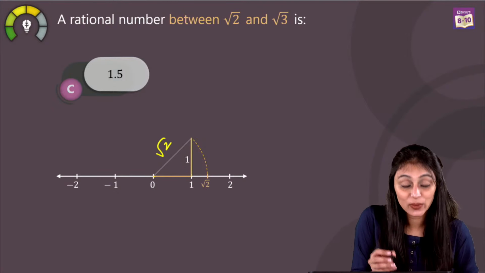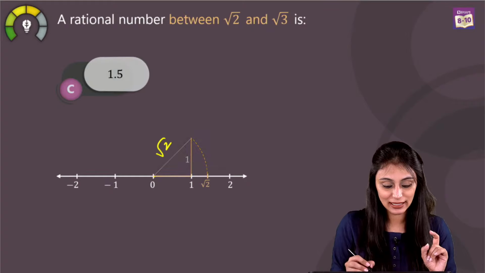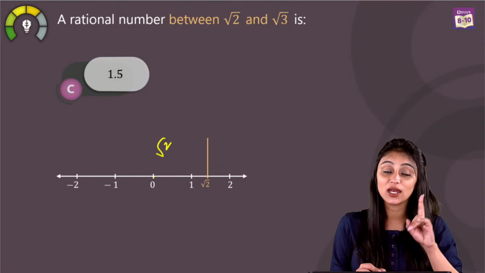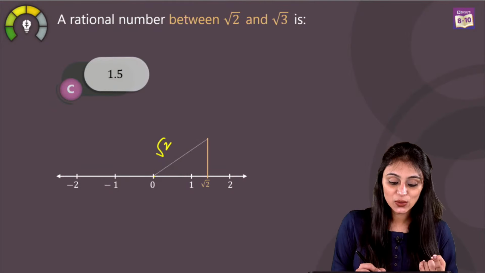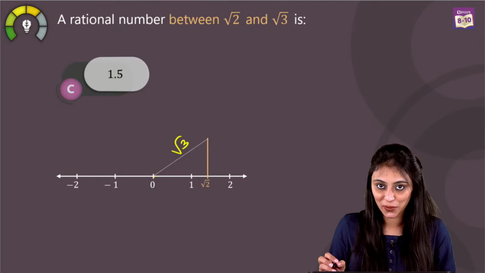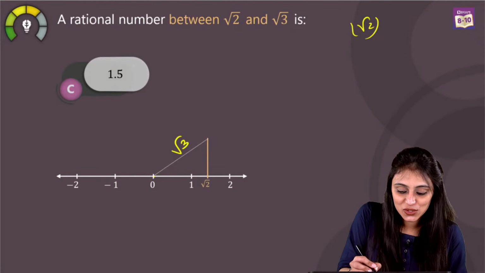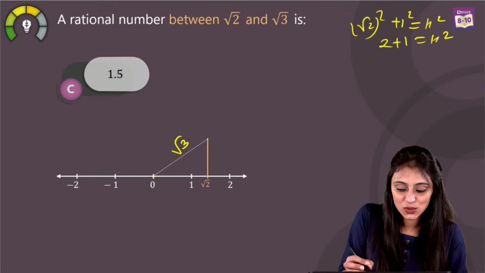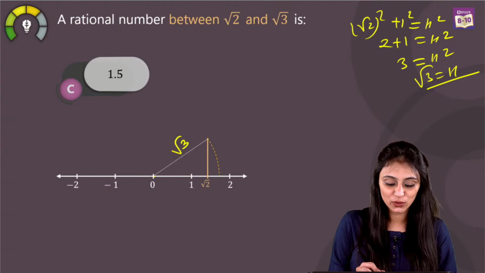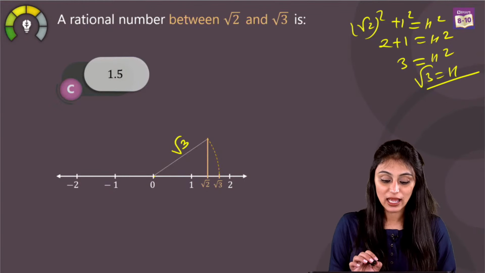Now this much part between 0 to root 2 on the number line, this is root 2. Now we draw a perpendicular of 1 unit. Using the Pythagoras theorem, this becomes what? This becomes root 3, correct? Because root 2 square plus 1 square gives you hypotenuse square. That's 2 plus 1 equals hypotenuse square, that's basically root 3, correct? So let's plot root 3 over here. This is root 3.